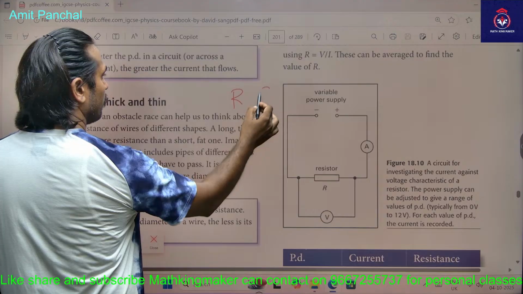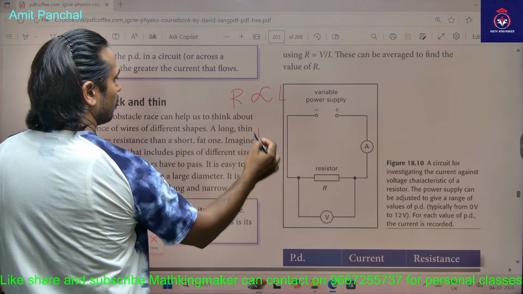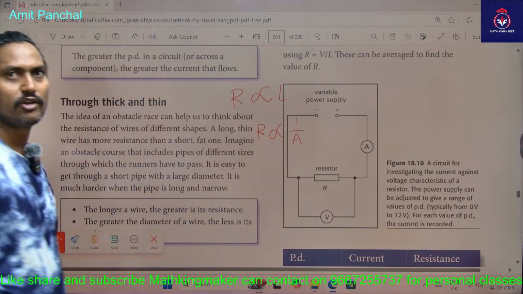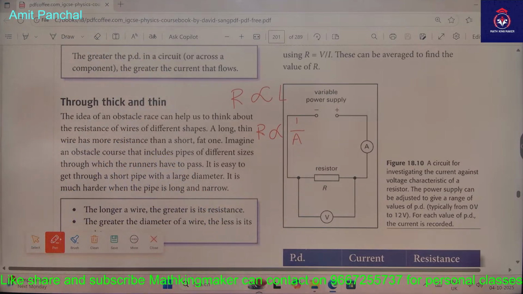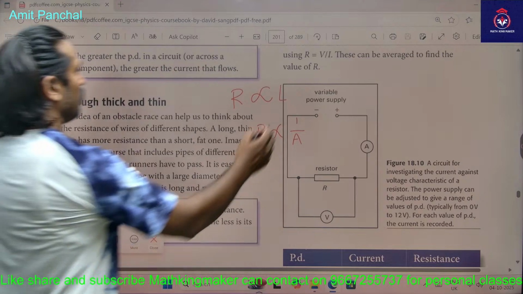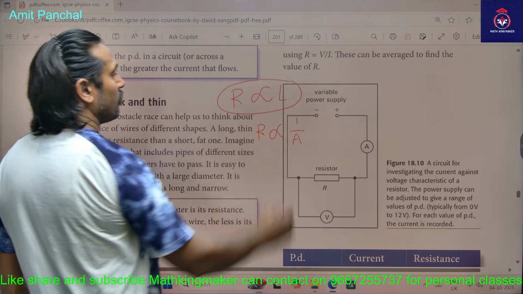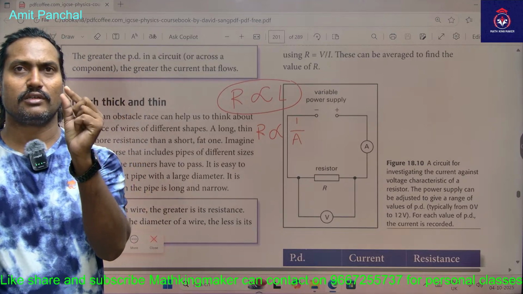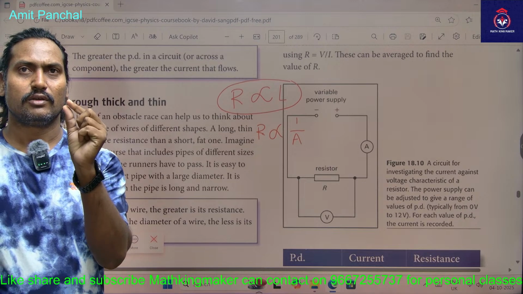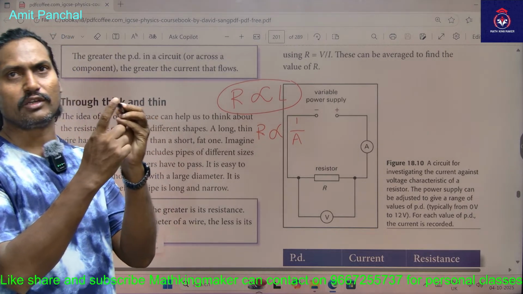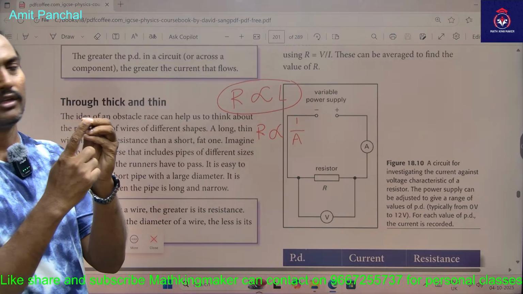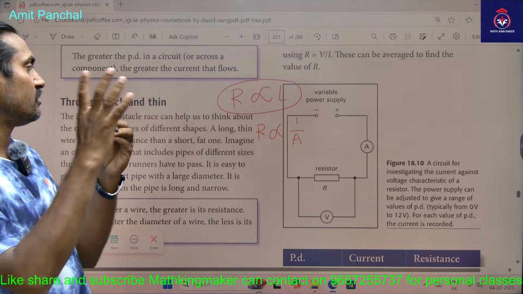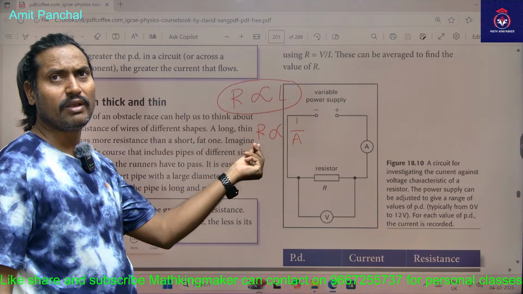Resistance depends upon length. Resistance is inversely proportional to the cross section area of the wire. What does it mean? As the area gets bigger, the resistance gets smaller. Area bigger means thickness is increased. We are just talking about the cross section area. So as the cross section increases, that means the thickness of the wire increases. So if the wire is thick, then its resistance will be less.